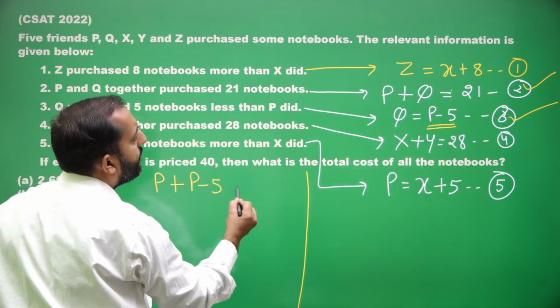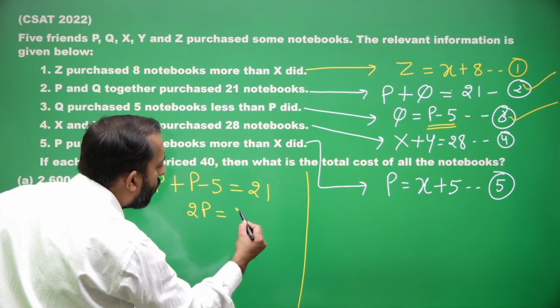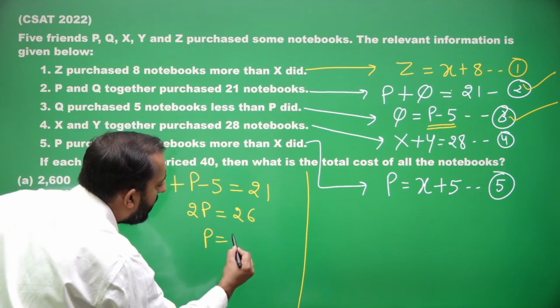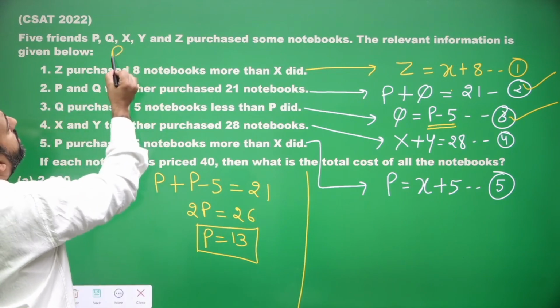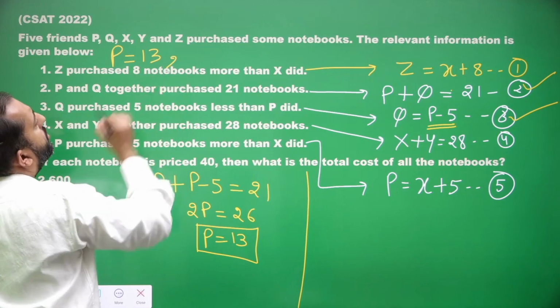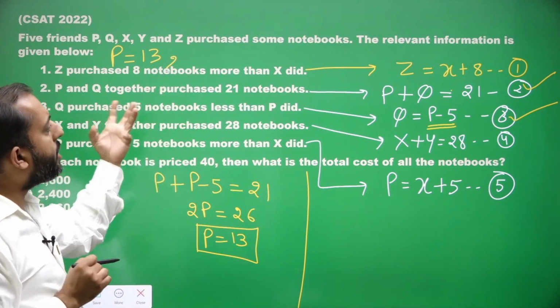P minus 5 equal to 21, and solving this, 2P comes out to be equal to 26 and P comes out to be equal to 13. Please make a note of it. I can say that number of notebooks that P has purchased should be 13.